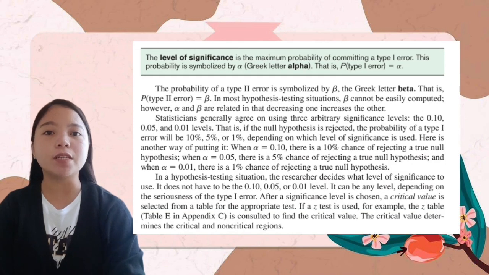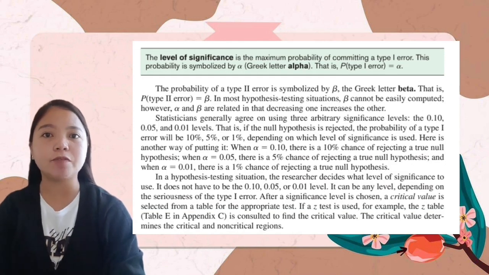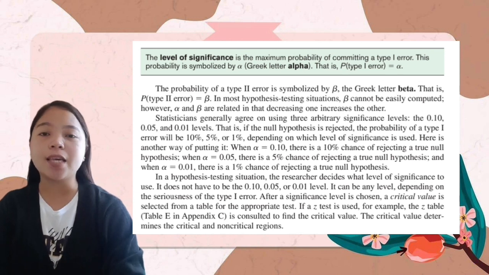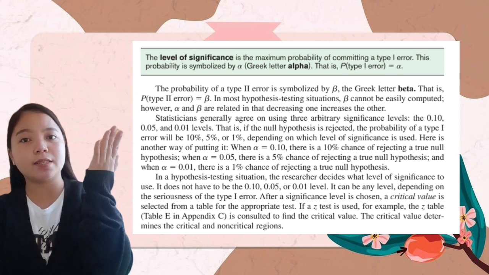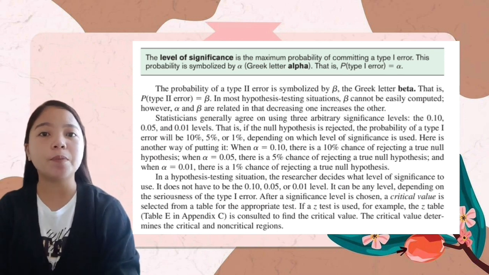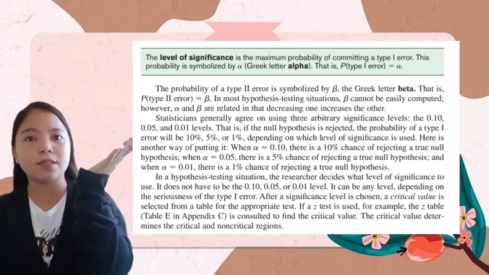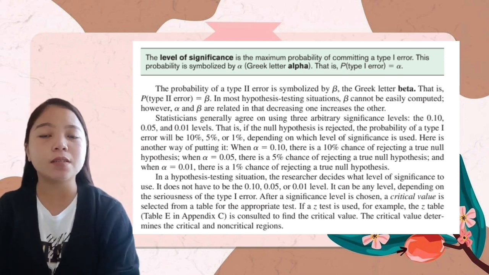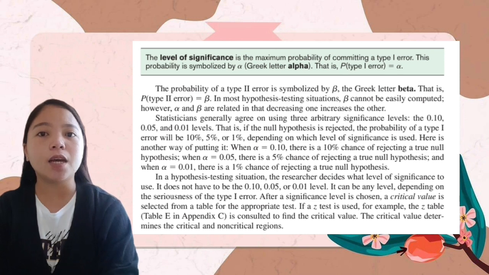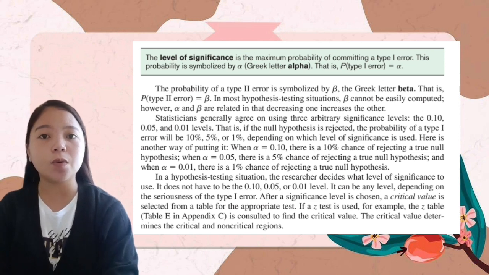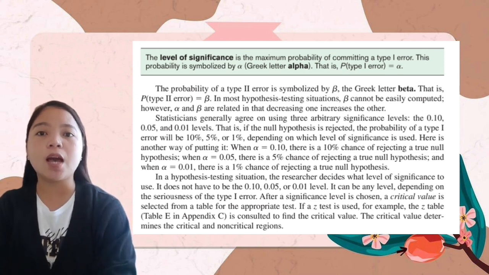The level of significance is the maximum probability of committing a type 1 error. This probability is symbolized by the Greek letter alpha. The probability of a type 2 error is symbolized by the Greek letter beta. In most hypothesis testing situations, beta cannot be easily computed. However, type 1 and type 2 errors are related in that decreasing one increases the other.